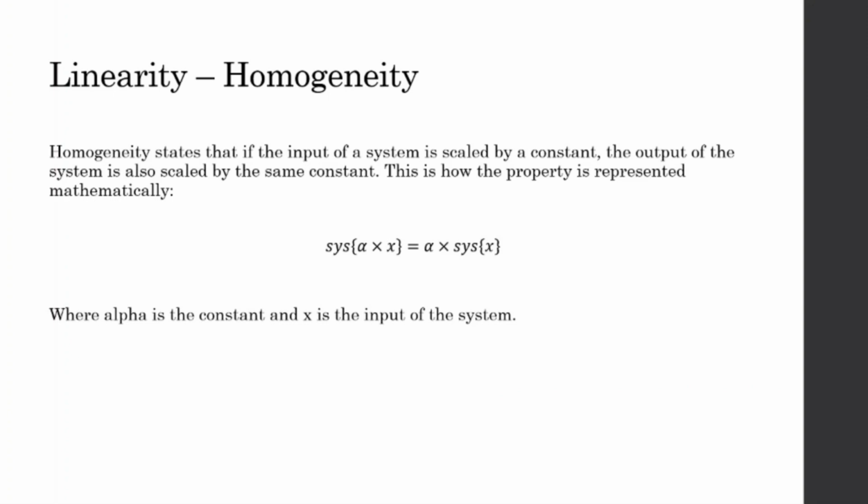Now, for homogeneity, according to this equation, we can see that homogeneity means scaling the input of a system by a constant should be the same as scaling the output of the system to that same input. So here our input is the signal X and our output is the output of the system for the input X. Now what we can see here is when we multiply the input X with the constant A, that has to be equal to multiplying the output of the same signal with the constant alpha or A.